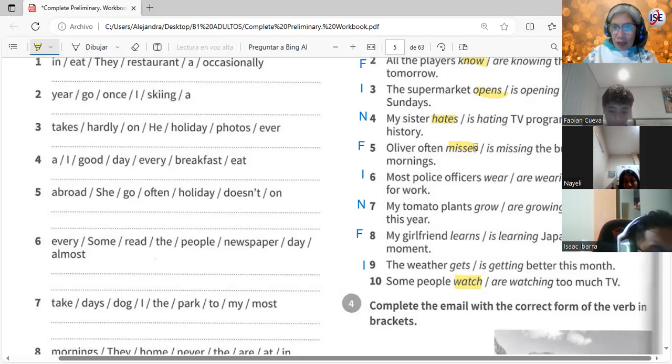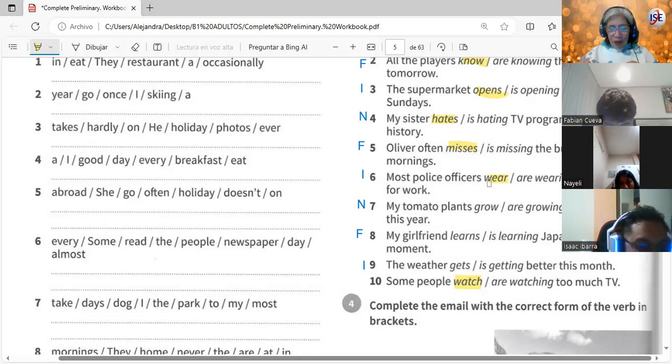Isaac, number six, please. I think most police officers are wearing a uniform for work. No, it's wear because that's a routine. They always wear a uniform when they are working. If they are working, yes. Because we're talking about regular police officers. If he is a detective or a chief, you were thinking about detectives and undercovers. When you talk about police officers, it means only regular police officials, funcionarios policiales.